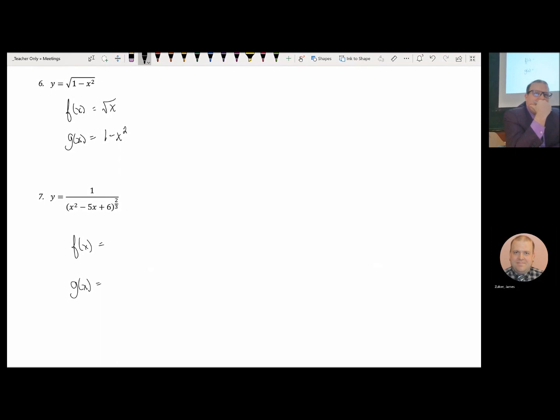I wouldn't. You could just say that the chunk, the parentheses, g of x is x squared minus 5x plus 6. That's the chunk, and then f of x is just x to the 2/3 power. No, oh, 1 over x to the 2/3. I would also accept x to the minus 2/3. Yeah, there's your decomposition.